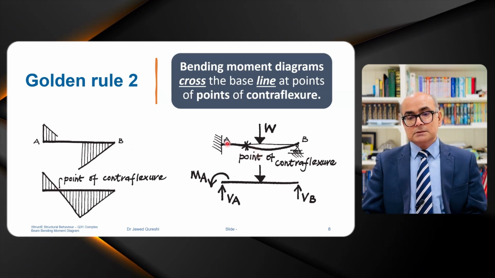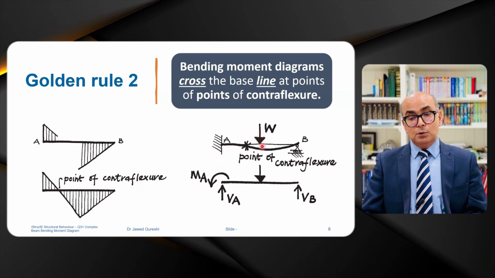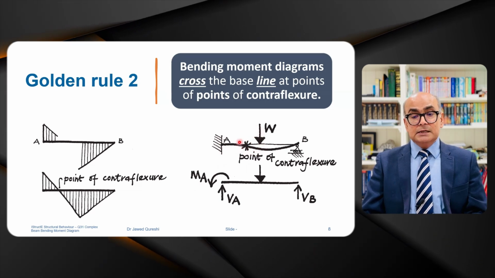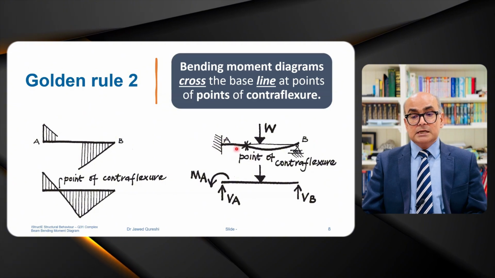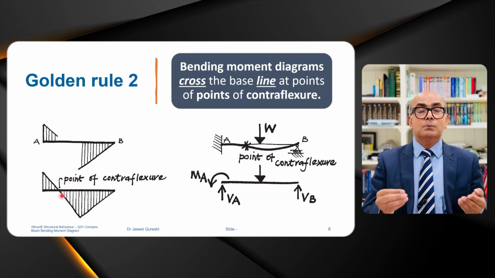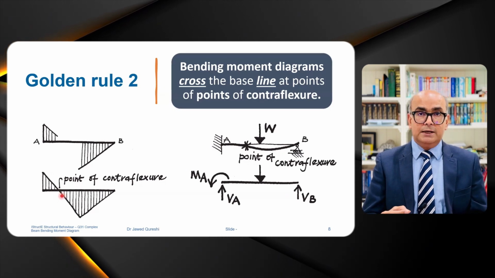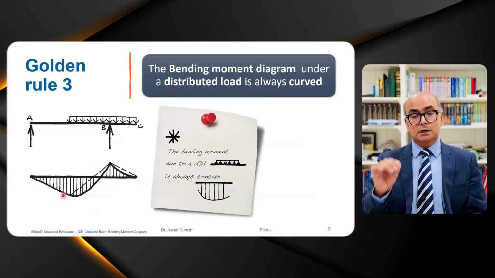Here in this case, when we have a propped cantilever, when a point load is applied, the curvature is being changed over here for deflected shape. Wherever bending moment diagram changes sign, it is termed as point of contraflexure. Let me now move to third rule.